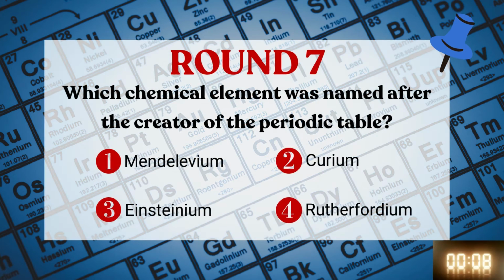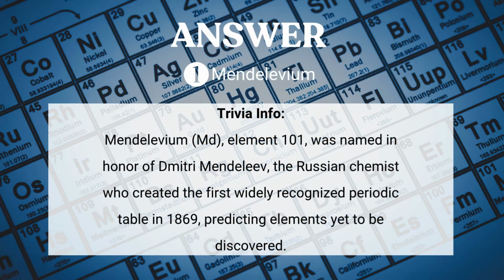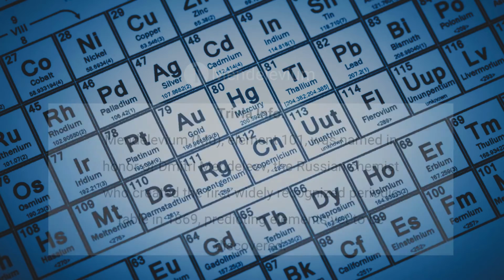Which chemical element was named after the creator of the periodic table? Answer 1. Mendelevium. Mendelevium, element 101, was named in honor of Dmitry Mendeleev, the Russian chemist who created the first widely recognized periodic table in 1869, predicting elements yet to be discovered.